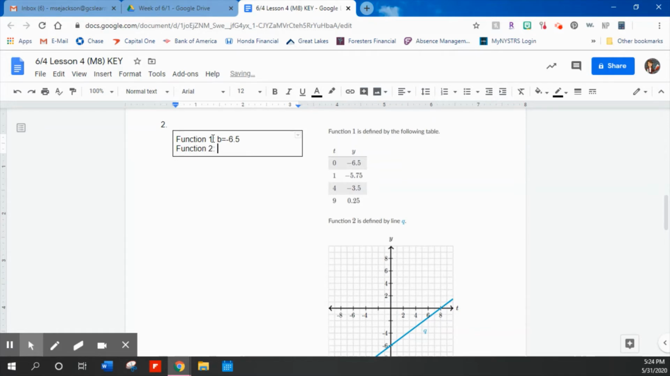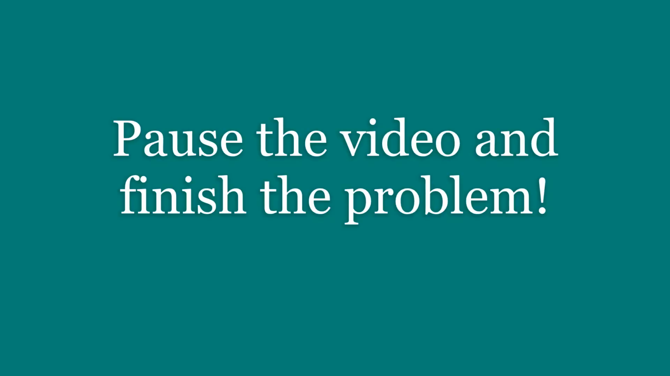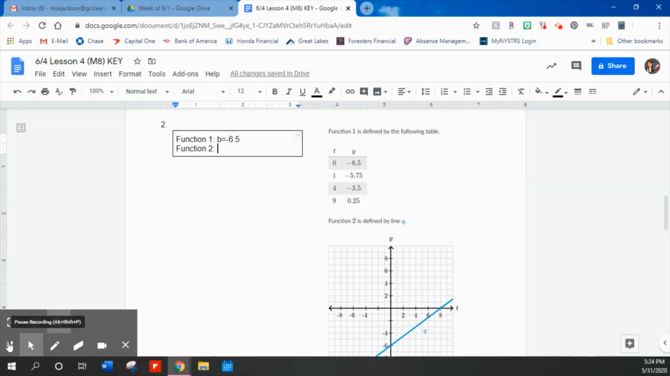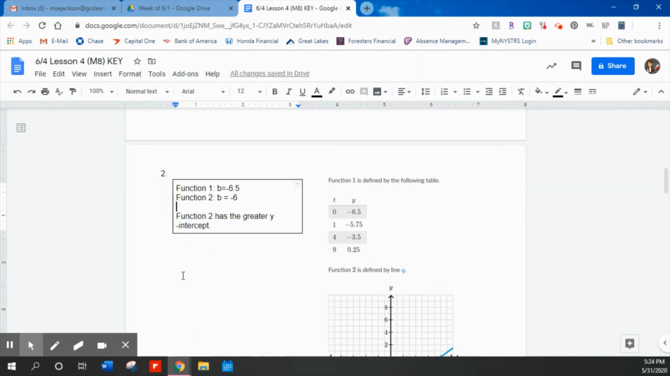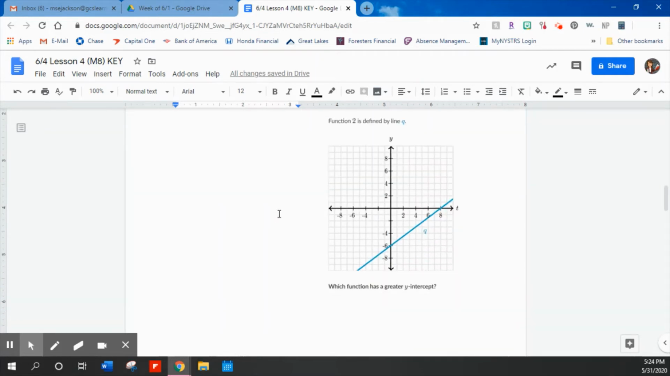Function 2, I want you to figure out on your own and then determine which one's larger. Okay, check your work with my work. These two are really close, but negative 6 is less negative than negative 6.5. So that means function 2 has the greater y-intercept.